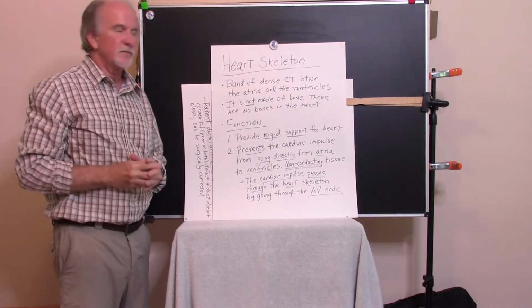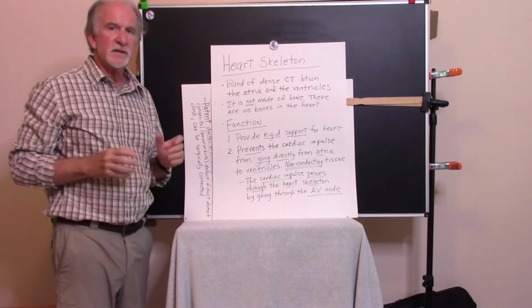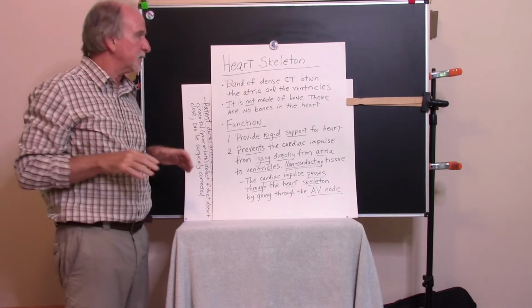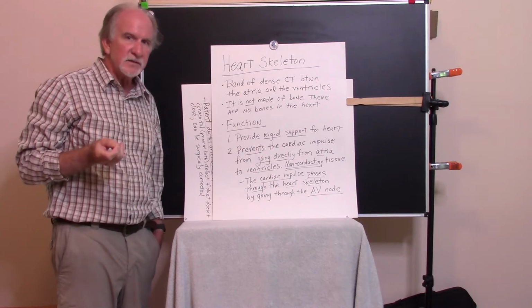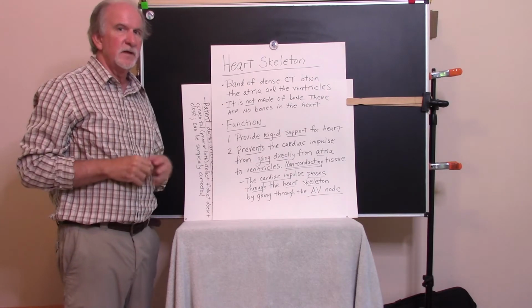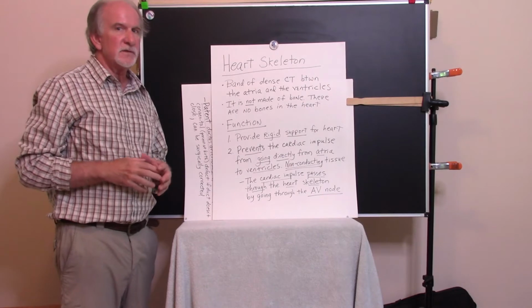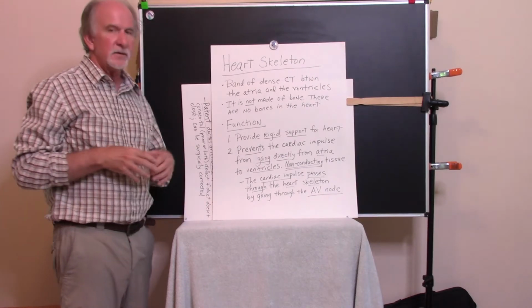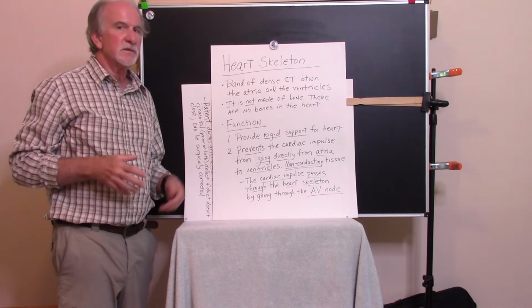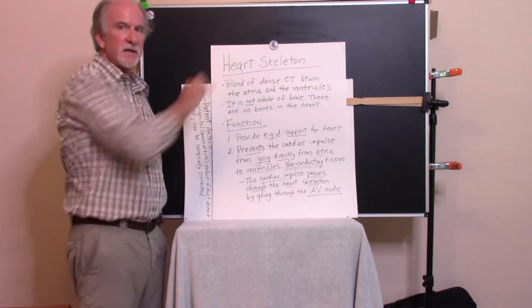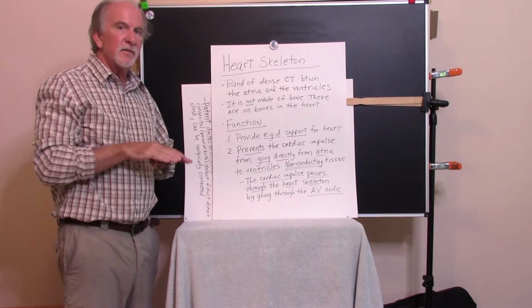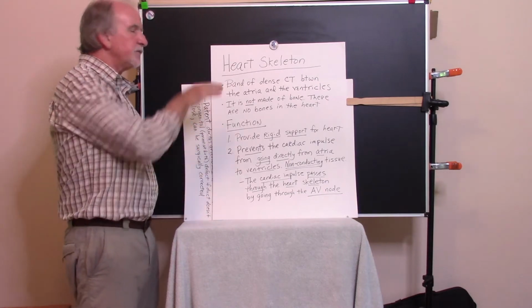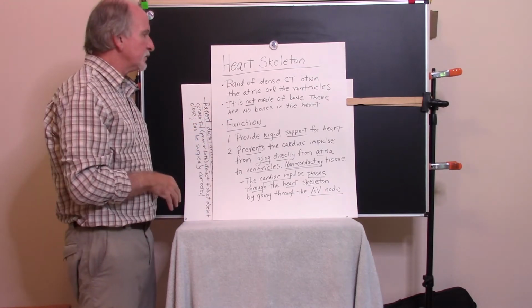The heart skeleton. The heart skeleton is a band of dense connective tissue between the atria and the ventricles. It's made of dense connective tissue. There are no bones in the body, and there are no bones in the heart, despite the name heart skeleton. The heart skeleton refers to a band of dense connective tissue, and it's found between the atria and the ventricles.